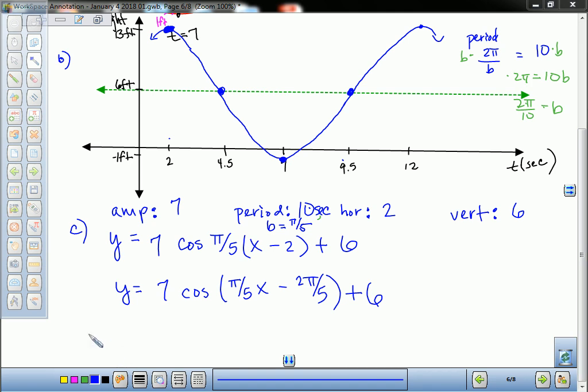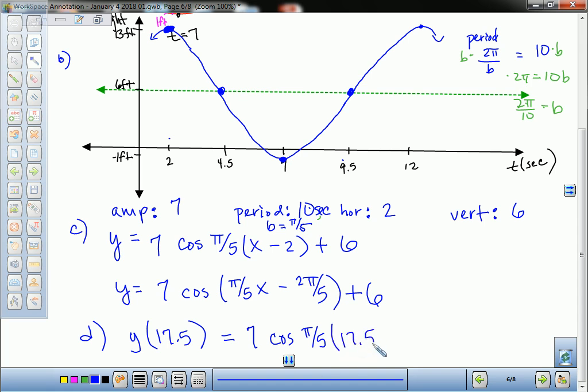All right. Now, D. We've got an equation we're working with. How high above or below the water's surface will the point be at 17.5 seconds? What can we do? We can plug it in. Plug in 17.5. I'd like everyone to get out their calculator right now and plug in 17.5, because we're about to graph something.